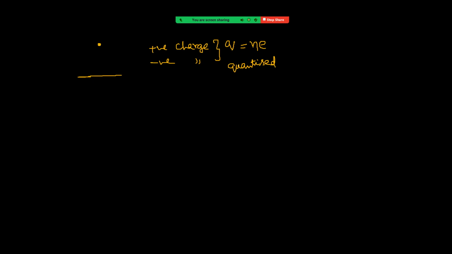How can we expect questions based on this? Suppose we are given the charge of a body, and the question is, does this charge exist? Is it possible? Then we divide this charge by the charge of an electron. If we get an integer, then that charge is possible. Like this, we can expect questions based on quantization of charge.